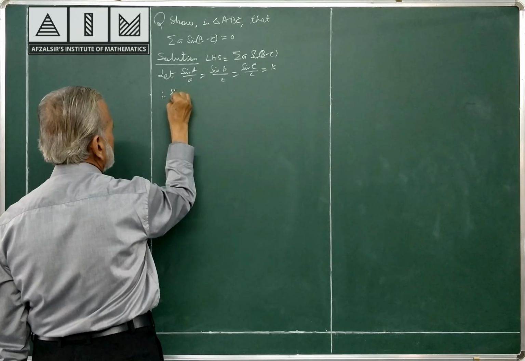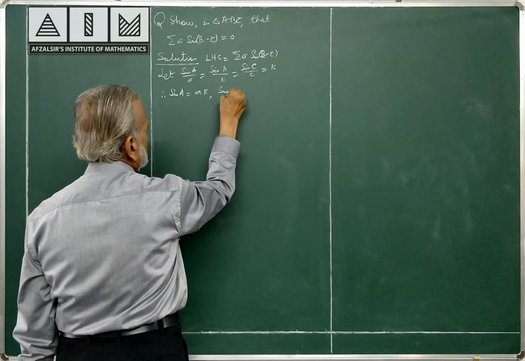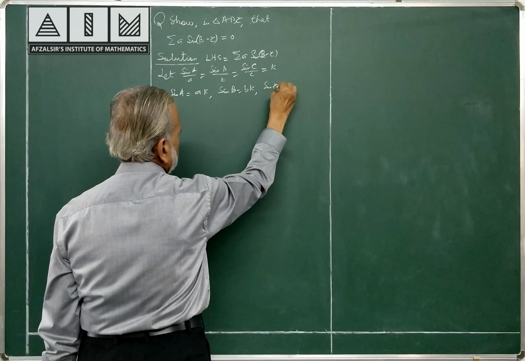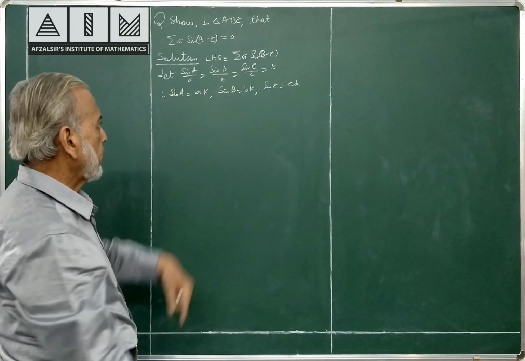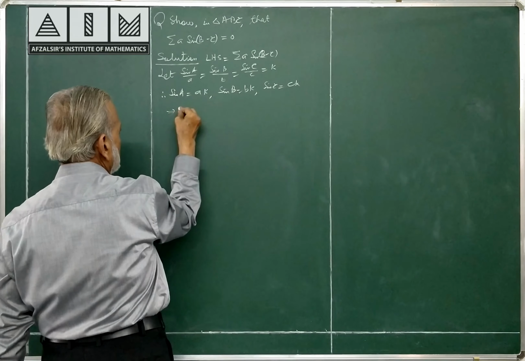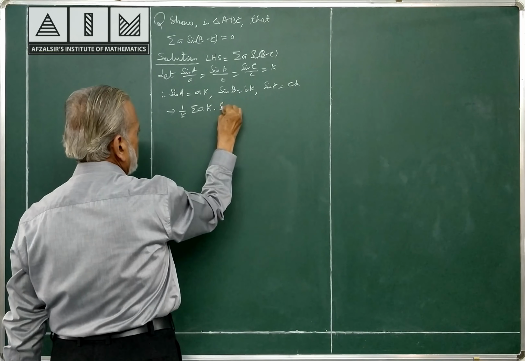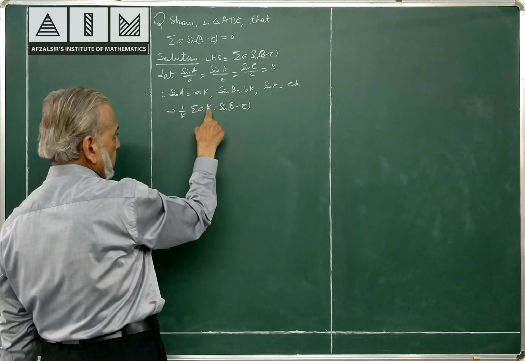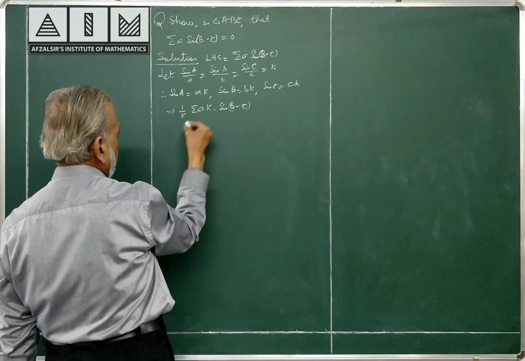Therefore, sin A is AK, sin B is BK, and sin C is CK. Now, your left hand side I am remodeling. Please see, sigma A sin(B minus C) I am rewriting as AK sin(B minus C). This A is written as AK, multiplying and dividing by K, so that I can write sin A here now in the place of AK.